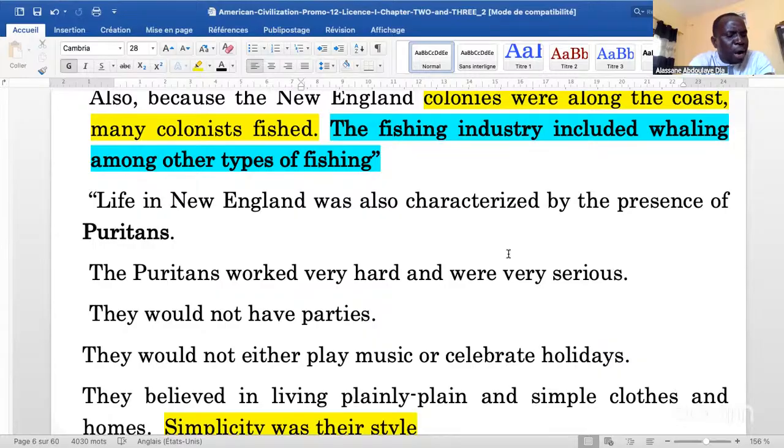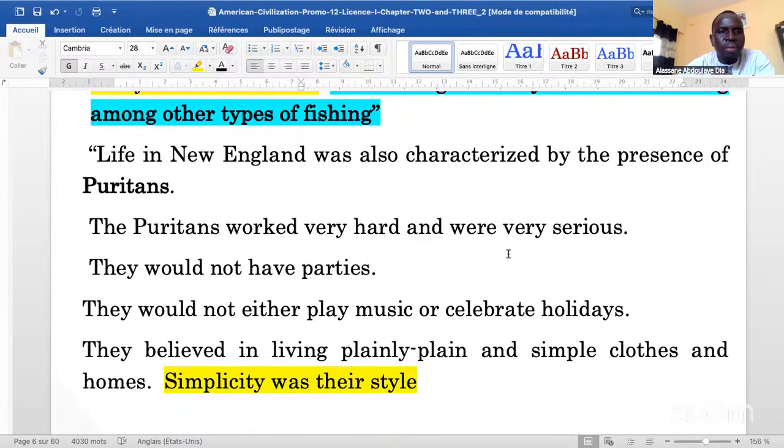Let us talk about life. Life in New England was also characterized by the presence of the Puritans. So in New England, you see that the Puritans were there. So the colonies of New England were marked by the presence of the Puritans. I told you last time, who are the Puritans? The Puritans are religious people.